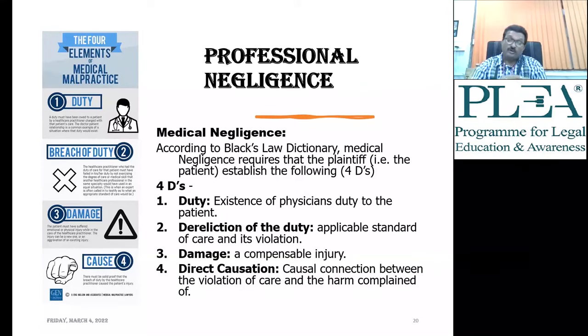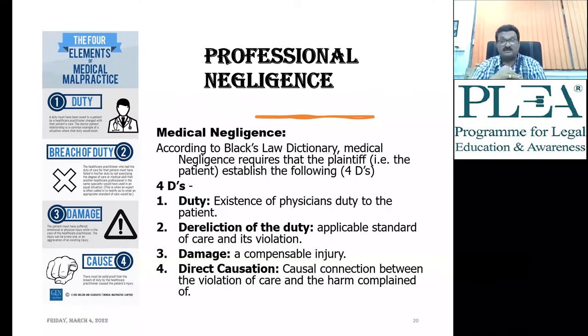Then the 4th D is that there should be direct causation. That means whatever damages are claimed by the patient on his or her body should have a direct link with the treatment provided by that doctor. Means, you take an example now. If any surgeon has operated, say, appendectomy, that is a common procedure. Now, after operation, everything is okay, patient is discharged.